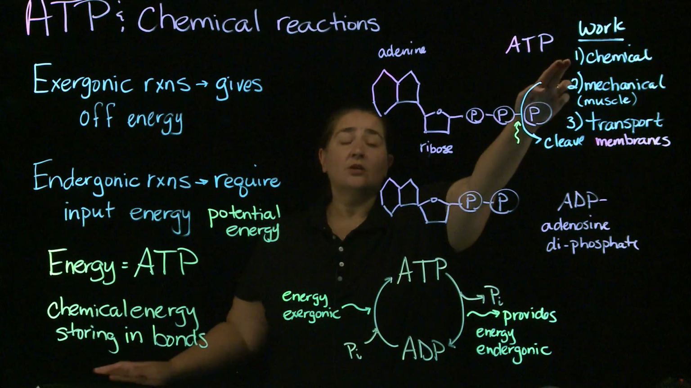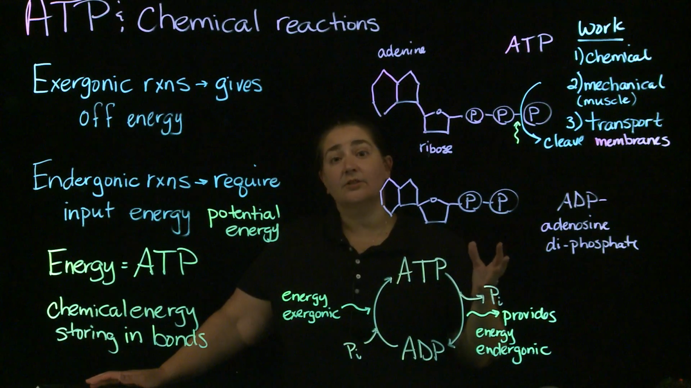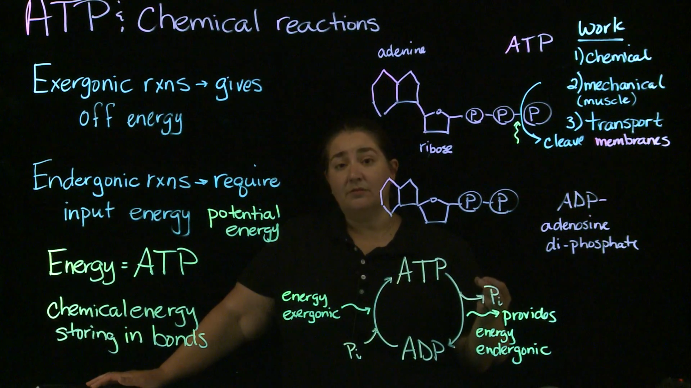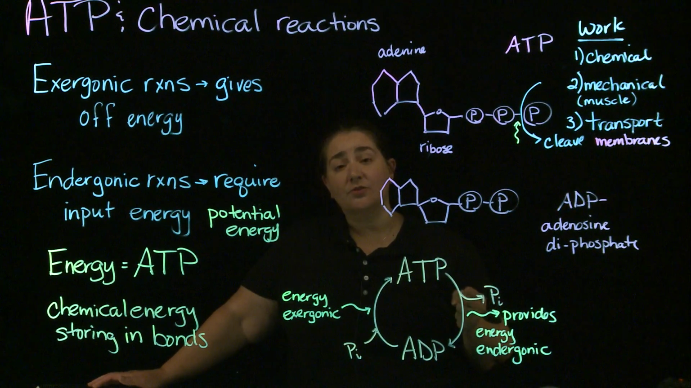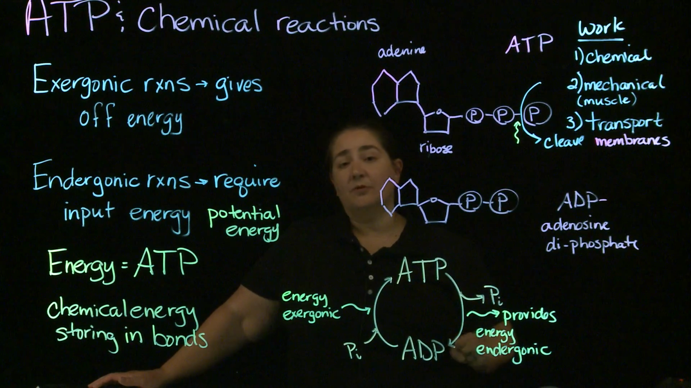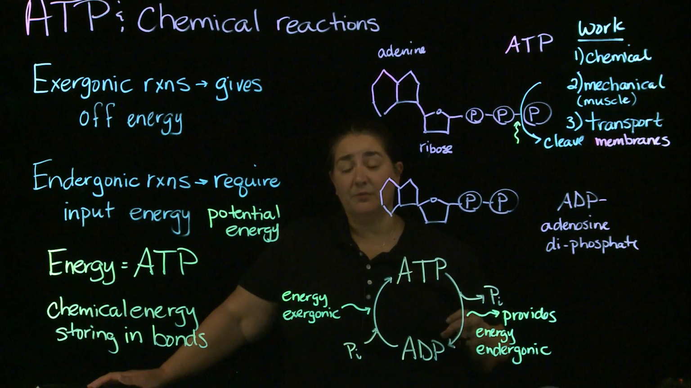So with ATP, how it's actually doing work within the cell, we've got three different ways that that happens. You've got the chemical reactions that are happening, like with cellular respiration that we haven't talked about yet, but will be the next chapter for us to study. Mechanical work with muscle contractions and proteins interacting with one another. And then we've got transport with moving molecules across cellular membranes.